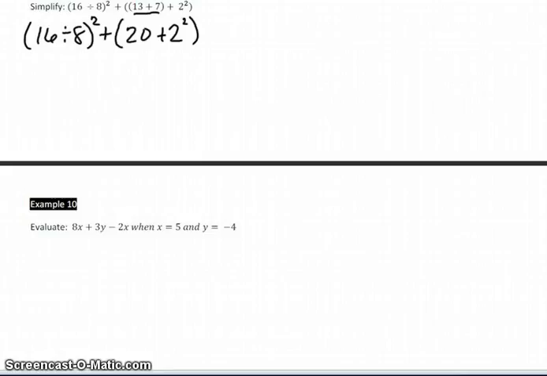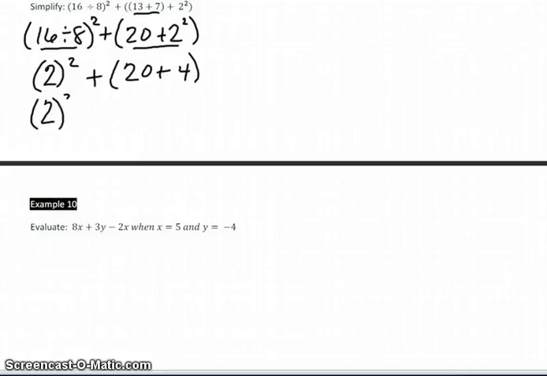So I still have parentheses to deal with, so I'm not off of that parentheses step. So I take care of what's inside each of these parentheses individually. So 16 divided by 8 is 2 squared, plus, and I still follow the order of operations in this second parentheses, 20 plus 2 squared is 4. Continuing on, I've got 2 squared plus 20 plus 4 is 24. So I'm done with my parentheses at this point.